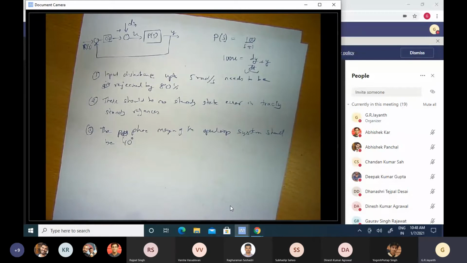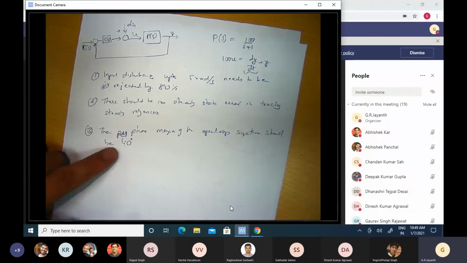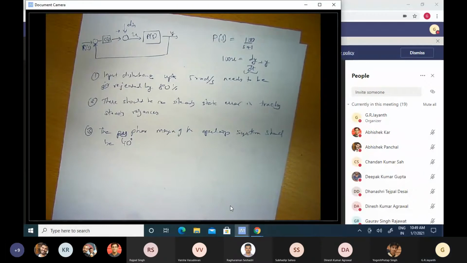20 degrees generally makes it very risky, because some uncertainties in the plant model or whatever else can destabilize your feedback system. Often in practice, 40 degrees is assumed to be adequate. But in some applications, maybe you want to be more conservative and choose a higher phase margin of 70 degrees or 80 degrees or some such thing. So it is application specific. In this case, I have decided that I will choose a phase margin of 40 degrees. Okay, any questions so far?